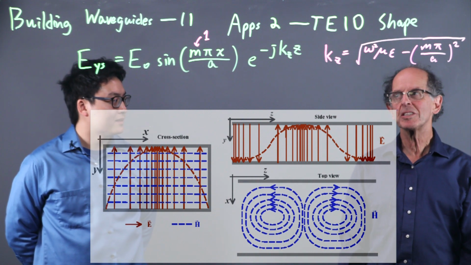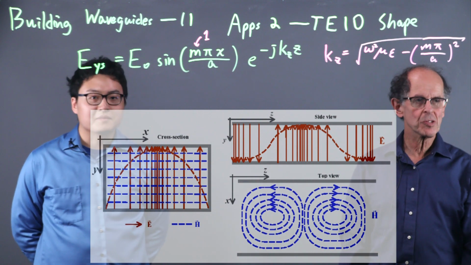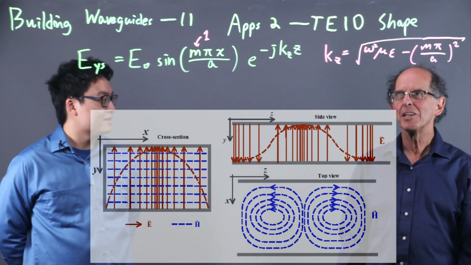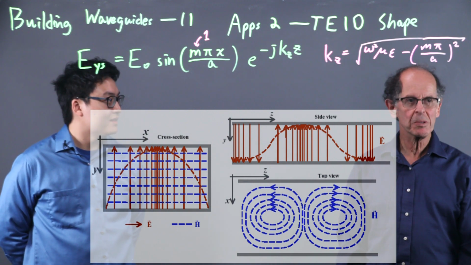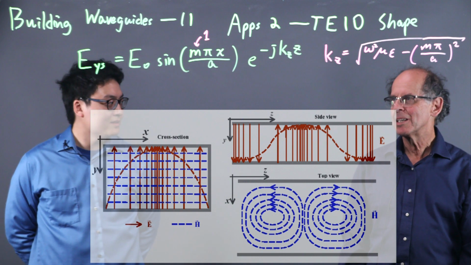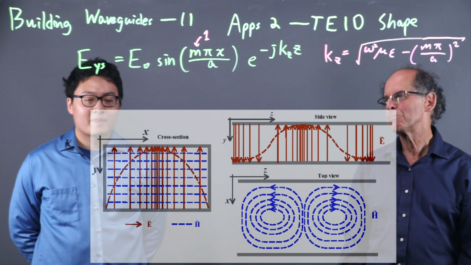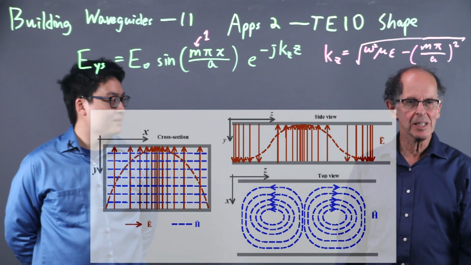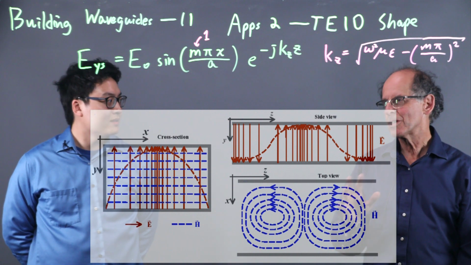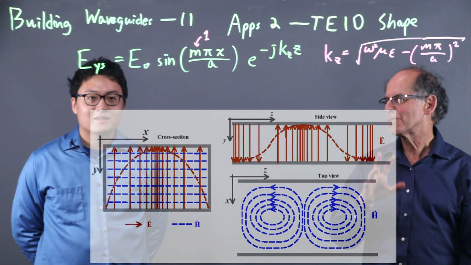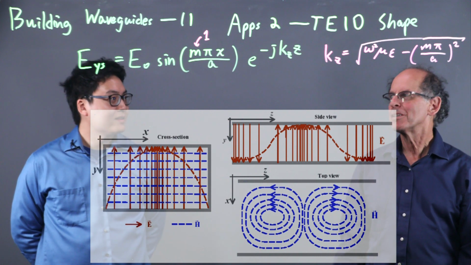But this is for TE10. It gets a lot more complicated when you have different M's and N's. But for now, we get the idea that we can understand basically what these field lines look like. And this is a jumping-off point for further analysis of shapes.